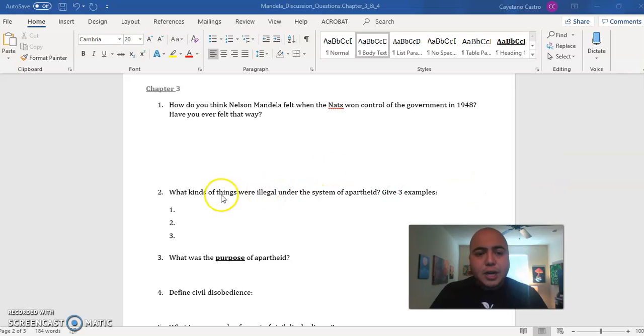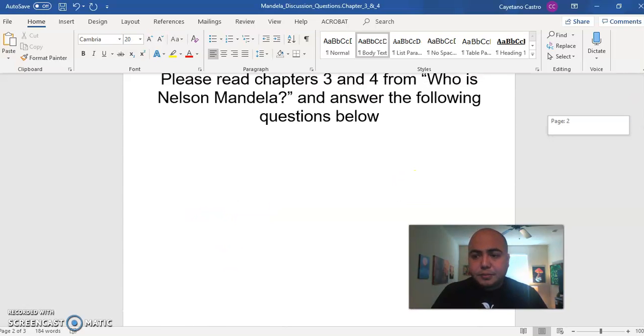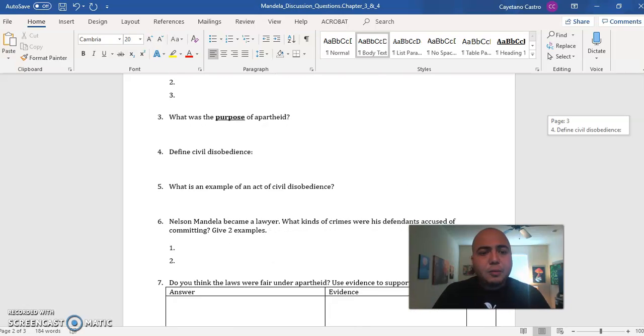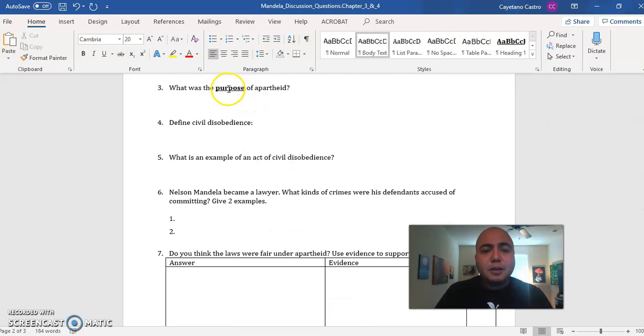Question two, what kinds of things were illegal under the system of apartheid? Give 3 examples. Again, you're going to find this in the text, in chapter 3. Find this and document those. Question 3, what was the purpose of apartheid? Again, this is the purpose. Now that we know what apartheid is, what was the rationale behind this law? I don't want to give away the answer, but you should already know. So why was that being implemented?